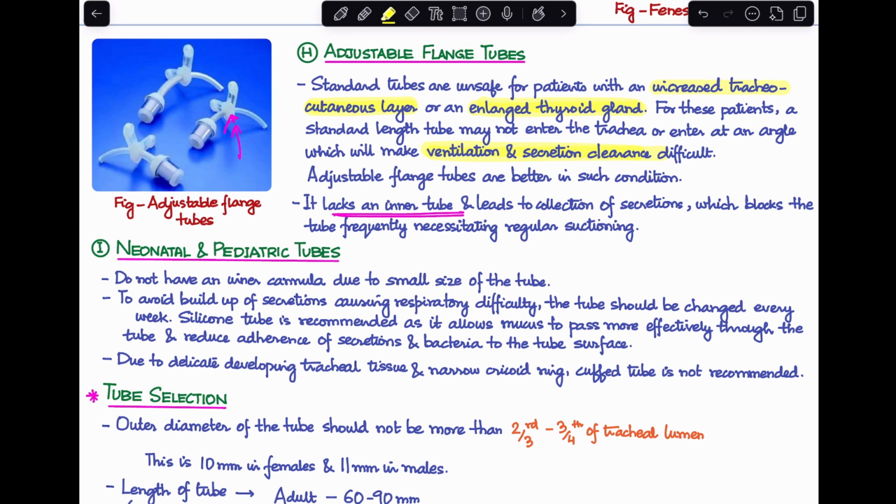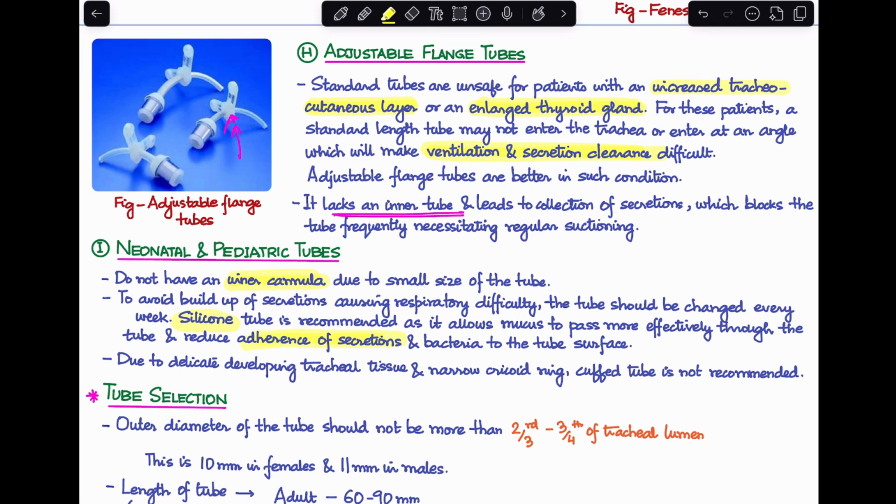Lastly, there are the neonatal or the pediatric tubes. These tubes are very different from adult tubes. They do not have an inner cannula because of the small size. To avoid the buildup of secretions inside the tube, we should change the tube every week. And as I had mentioned earlier, we prefer to use silicone tubes because silicone allows the mucus to pass more effectively through the tube, and it reduces the adherence of secretions and bacteria to the tube surface.